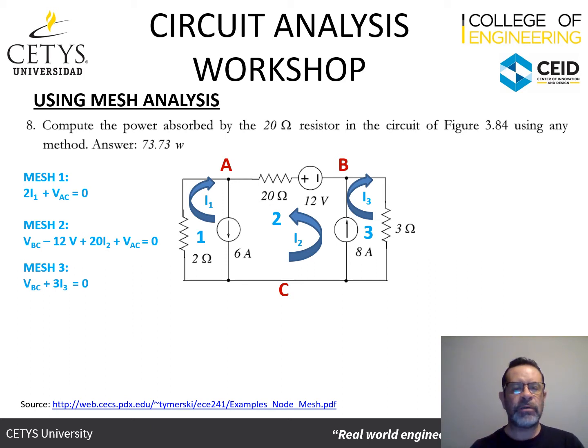Now, you might be a bit confused with regards to how we establish the signs for the voltages. Well, it's actually very simple. For voltage AC, if you notice, current I1 is going in the same direction as the 6 amp current that's going here. So since it's going in the same direction, I'm going to say that it's positive. The same thing applies with current I2 in mesh 2. It's going in the same direction, so that's why voltage BC, we're saying it's positive, and the same thing happens with voltage BC in mesh number 3.